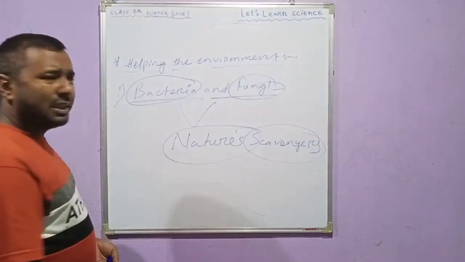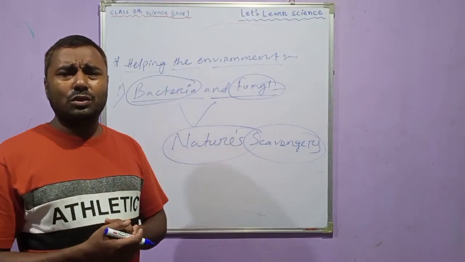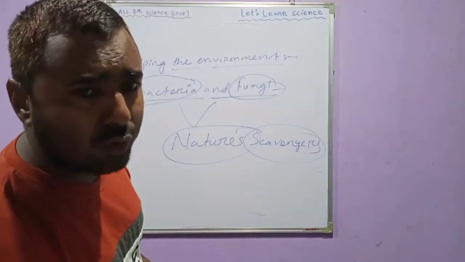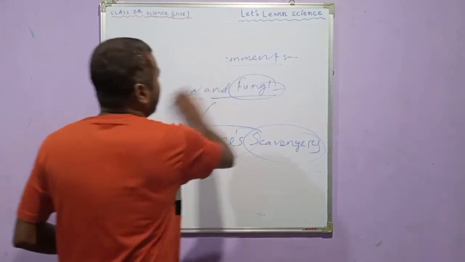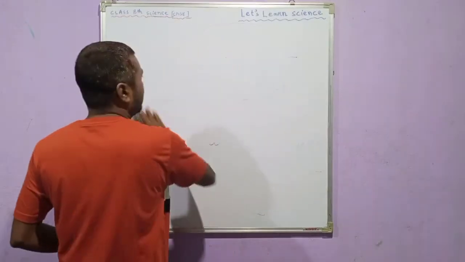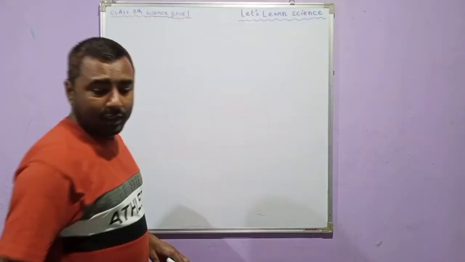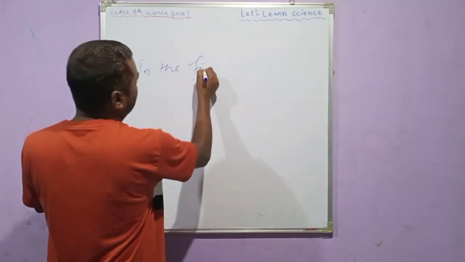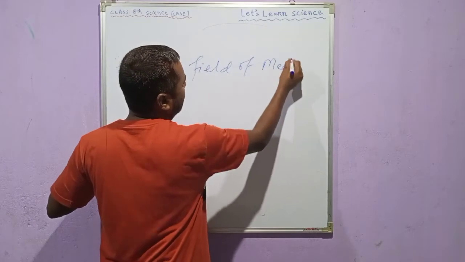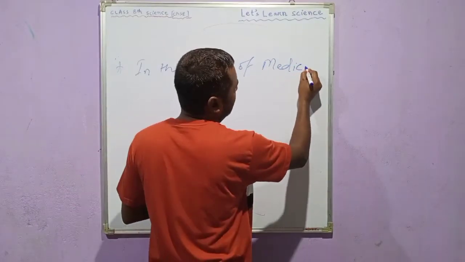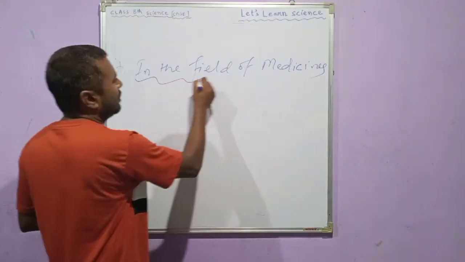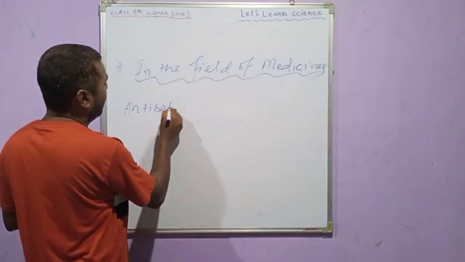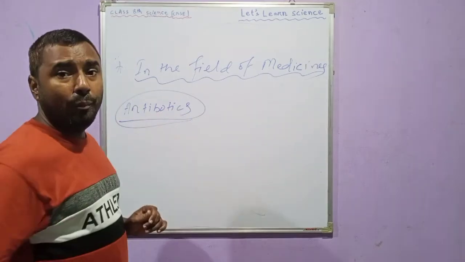Besides that also, different types of microorganisms are used in different fields in our day-to-day life. They are used in the field of medicine also, right? That means different types of medicine, different types of antibiotics. Antibiotics are prepared by using microorganisms.